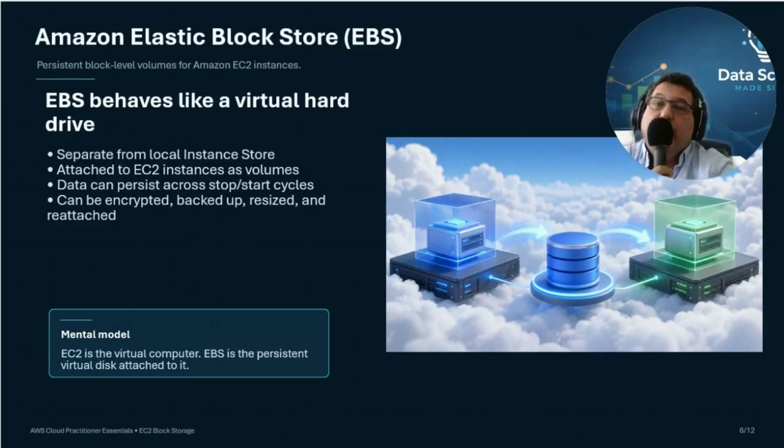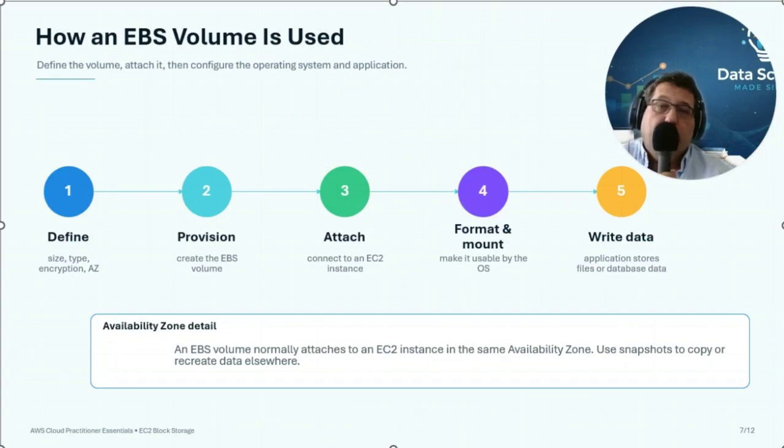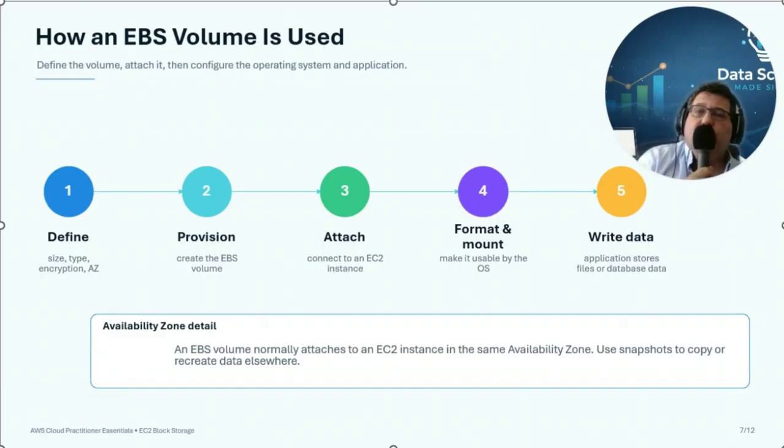Slide 7, using an EBS volume. It generally involves several steps. Step 1, define the volume. First, we define the characteristics of the volume. These characteristics may include the capacity, volume type, performance level, encryption, and availability zone. The correct configuration depends on the workload. A development server may require only moderate performance, while a high-volume transactional database may require significantly higher IOPS.